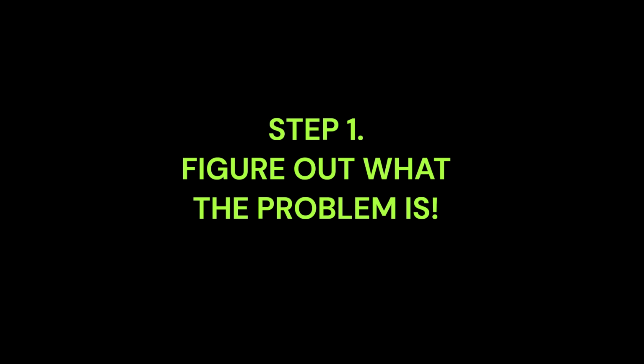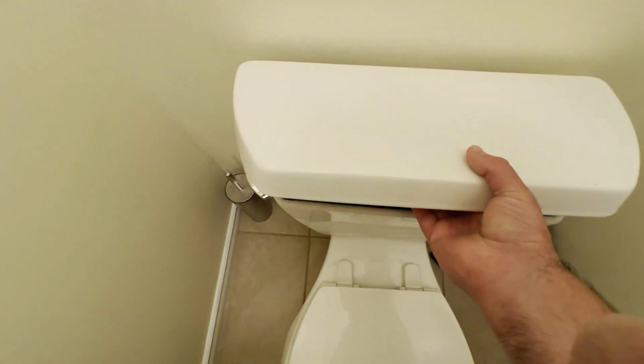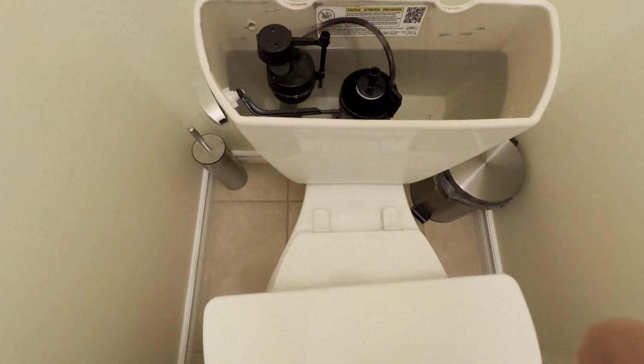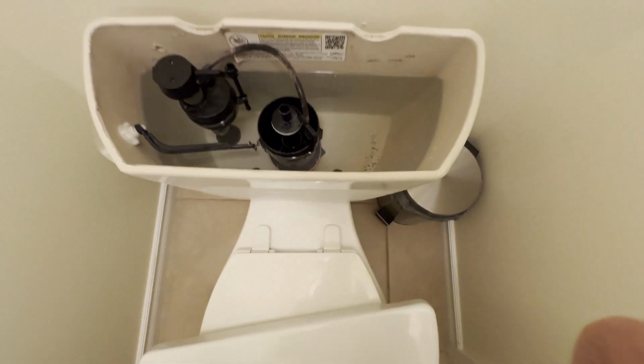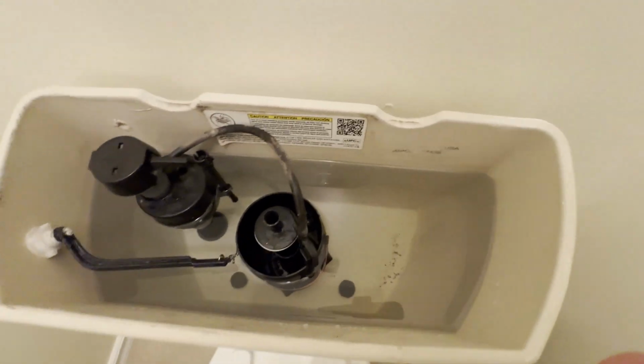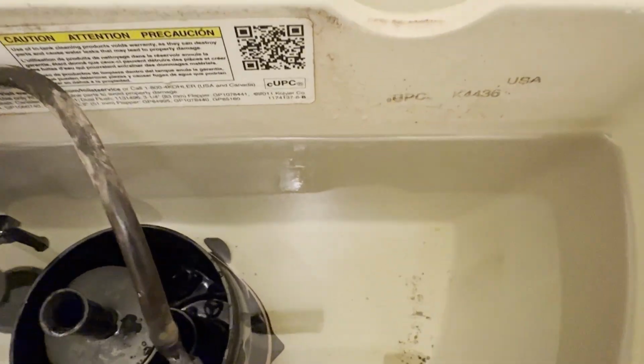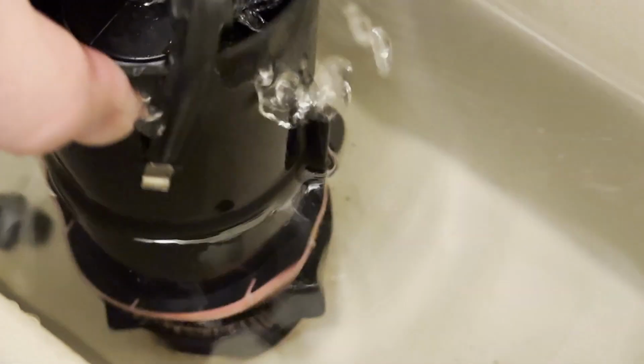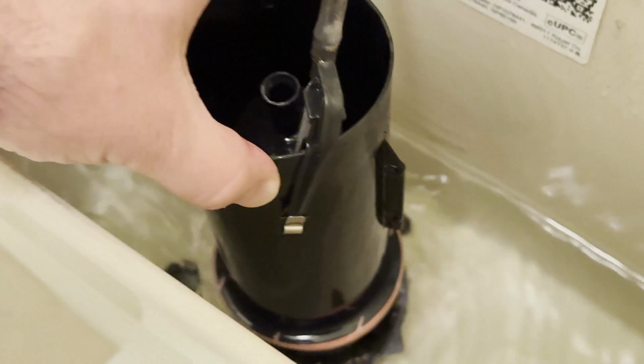So, first thing we have to do is open up the lid on the toilet. Get that top off. Make sure you're gentle with it. Last thing you want to do is break it. Now let's take a look in here. You can hear a little bit of water running. So let's take a look. We'll lift this up.